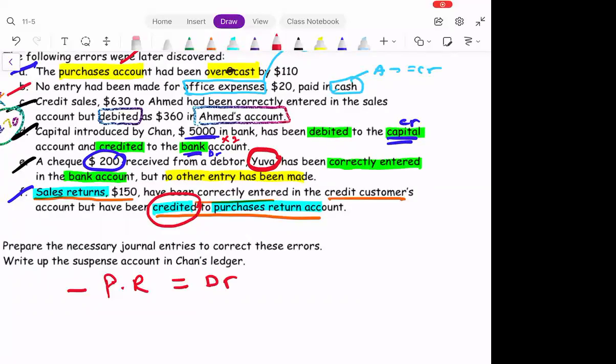Why do you debit the purchasers return? To minus, to reverse the transaction. And then after that, you need to record in the sales return account. Sales return is revenue minus. Sales return is revenue, income reduced. If the income is reduced, will it be on the debit side or credit side?